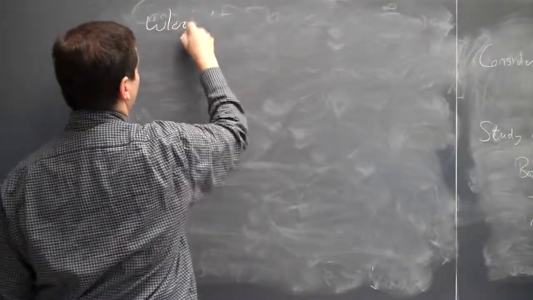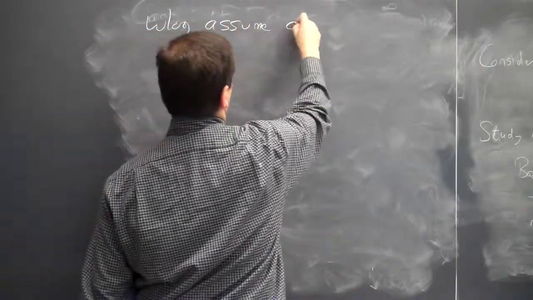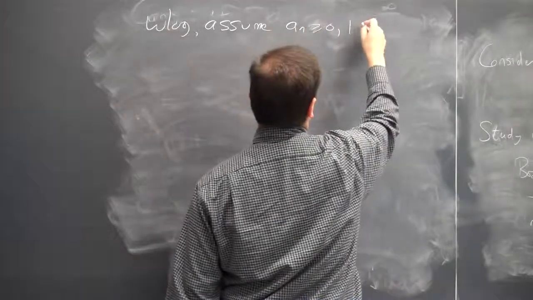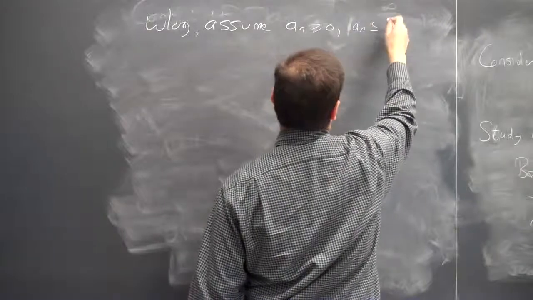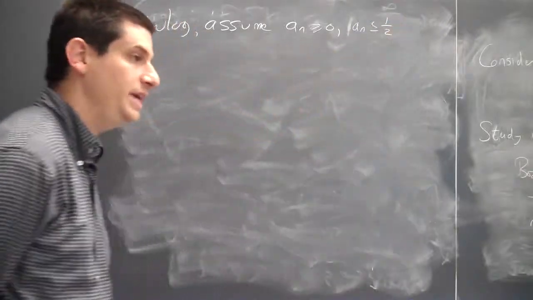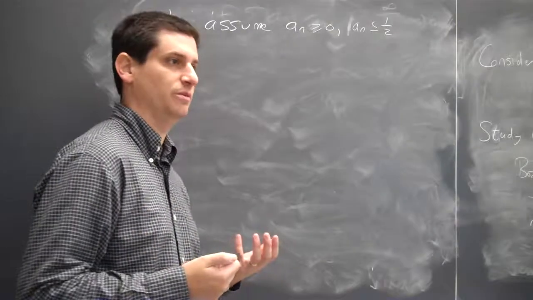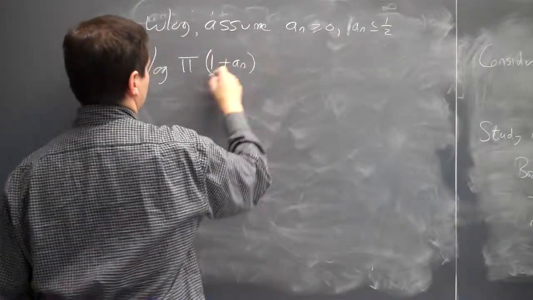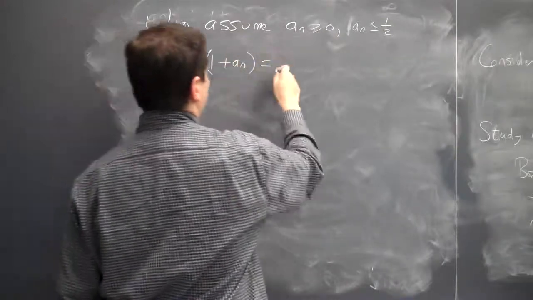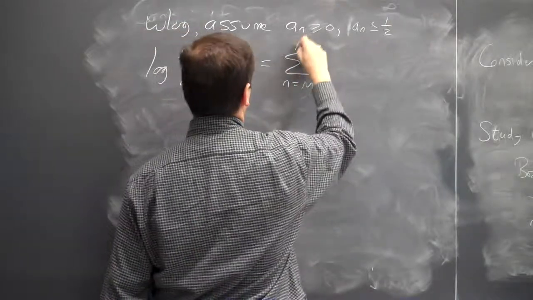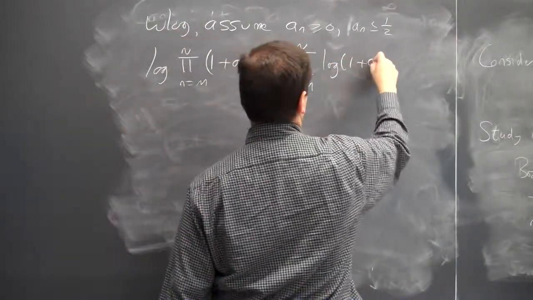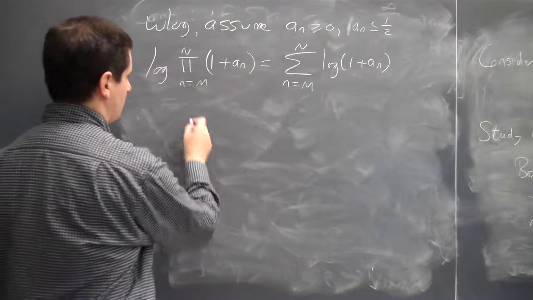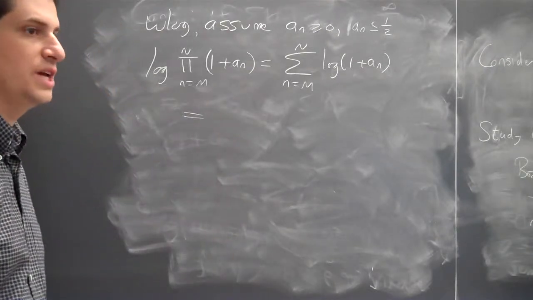So without loss of generality, assume the a_n's are greater than or equal to 0, and, I guess, the absolute value of a_n, so a_n is less than or equal to 1. If we can handle this case, we can handle everything by the sandwich theorem. So now we have the log of the product of 1 plus a_n, and it goes from m to n. And now that's the sum, and it goes from m to n, of the log of 1 plus a_n. Okay. And so now we want to figure out what can we say about that sum.